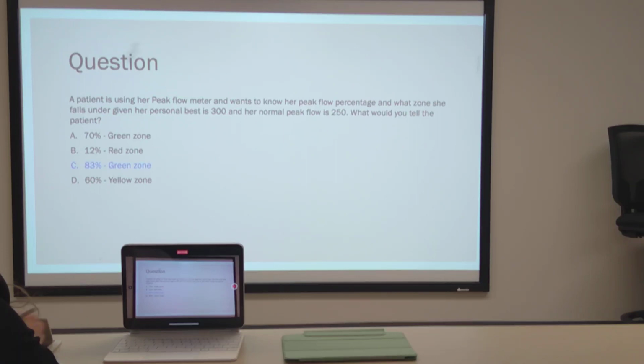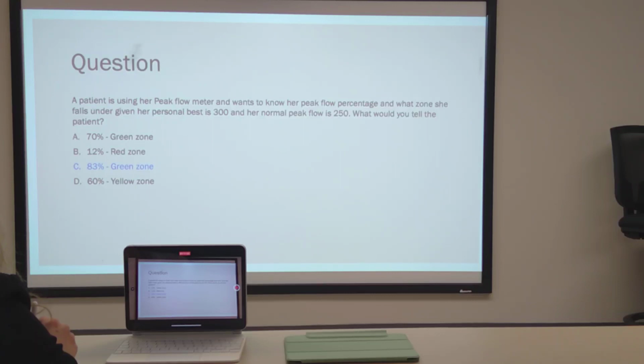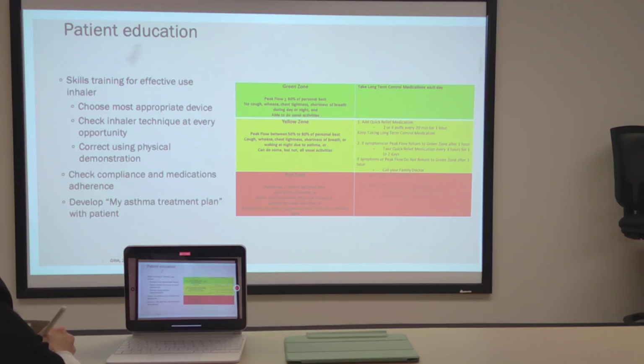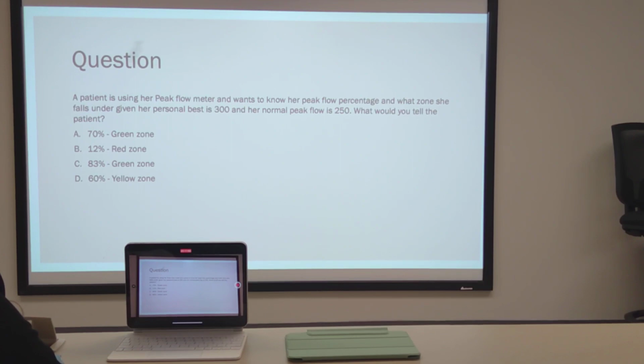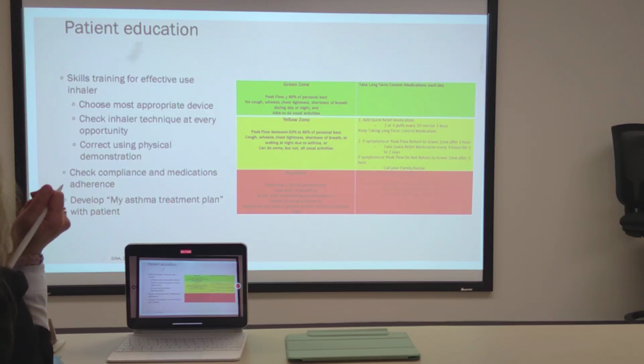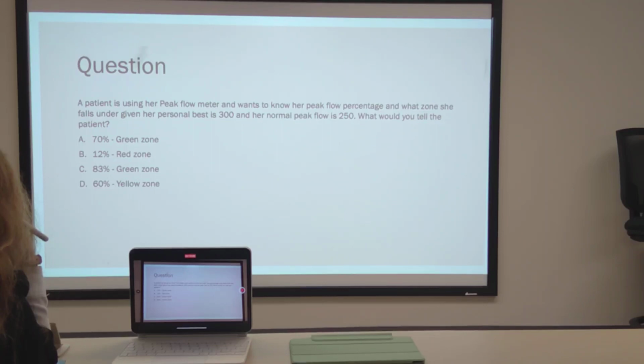So essentially it's your normal peak flow divided by your personal best, and then you multiply that number by 100. What slide is that calculation on? I don't know why I did this on here, but put it in your notes. So your normal peak flow divided by your personal best, and you multiply that by 100.